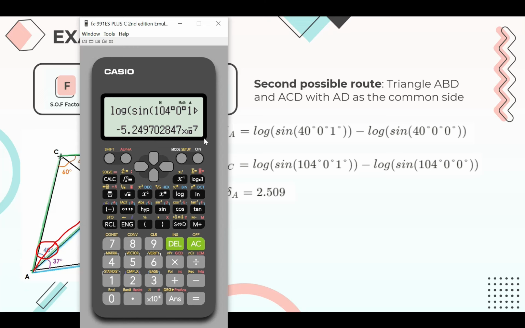Take note of this, guys. That's times 10 to the negative 7. So that means it is not 5.249 that we will write, okay? We will write 0.5249, okay? Or in our case, 0.525 because we rounded it up. And that is negative as well. So please really be mindful with the sign that will be yielded by our equation.